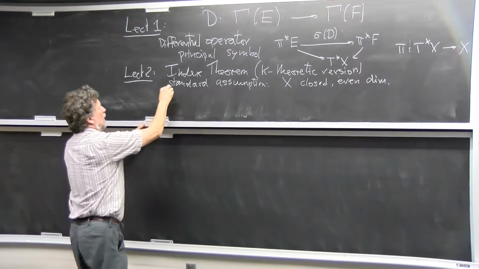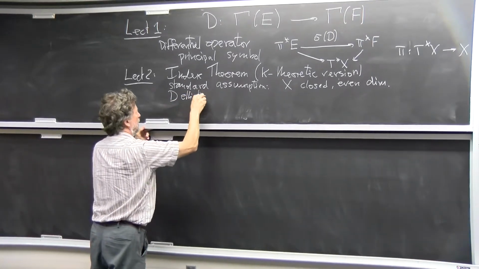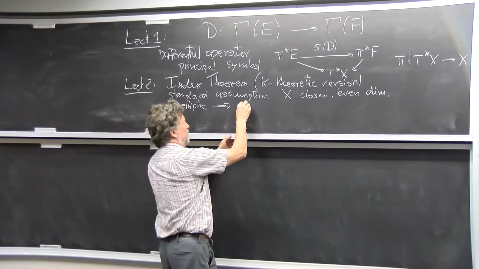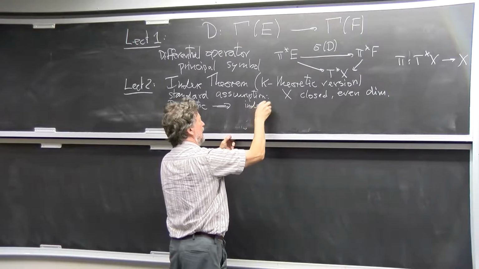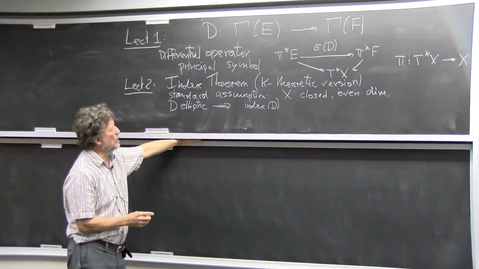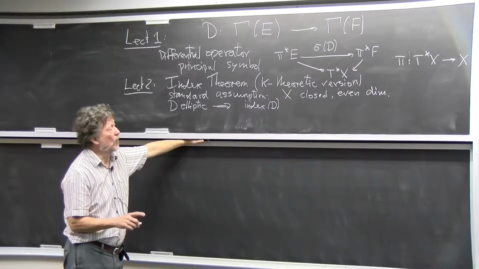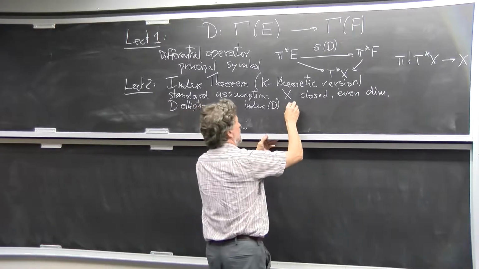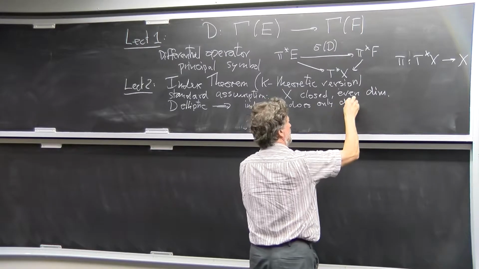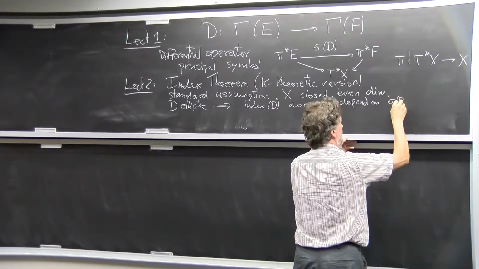Then we showed that if D is elliptic, that implies that it has a well-defined index. So it's a Fredholm operator and has a well-defined index, which is an integer. And the statement of the index theorem at first is to say that this index does only depend on the principal symbol of D.